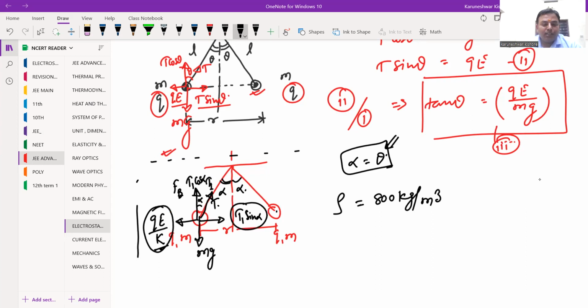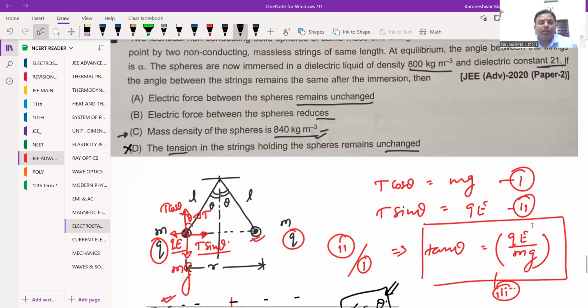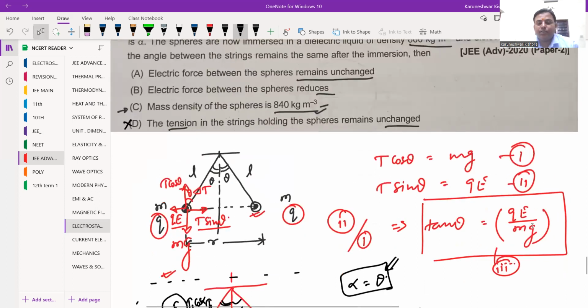So what does it mean, why is this tension getting changed? You know that because of the buoyancy force, the sphere experiences some buoyancy force due to the liquid medium, which was not there initially. So tension will not be the same here. This is one thing we should recognize. Tension will get changed. So the fourth option, tension in the string holding the sphere remains unchanged, is not correct. Clear? Now we remain with the three options A, B, and C.